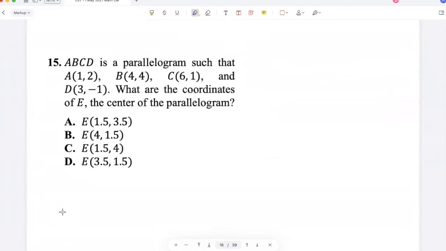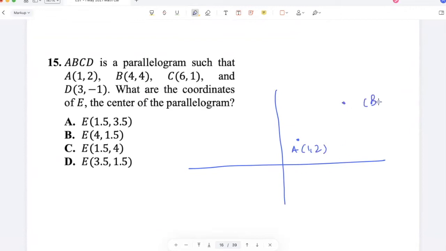ABCD is a parallelogram such that A, B, C, and D are given. What are the coordinates of E, the center of the parallelogram? Okay, so A is 1, 2. So this is A, 1, 2. B is 4, 4. This is B, 4, 4. C is 6, 1.